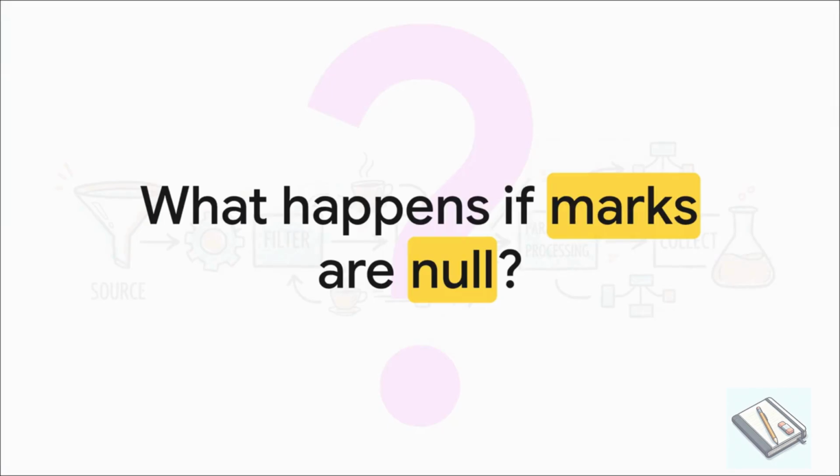Section 3, handling the null threat. Pattern interrupt time. Let's consider Charlie again. His marks are null. What exactly happens when Java tries to evaluate if null is greater than 70? Boom, a dreaded NullPointerException, and our whole program crashes. In the old days, we'd clutter our code with messy not-equals-null checks to filter him out early. But modern Java gives us a much better way.